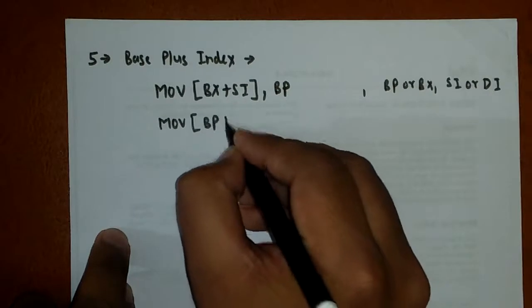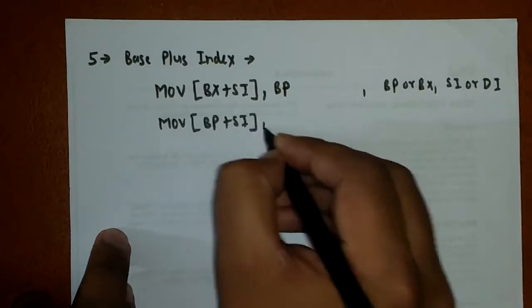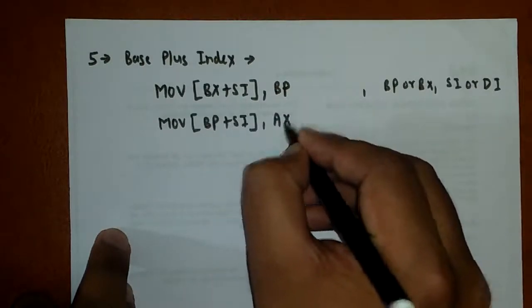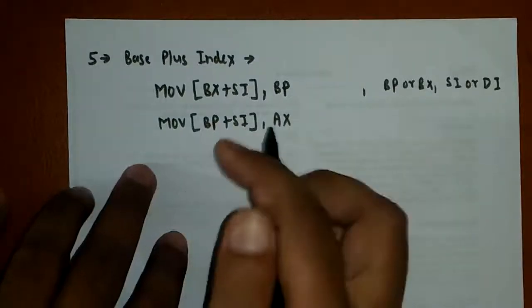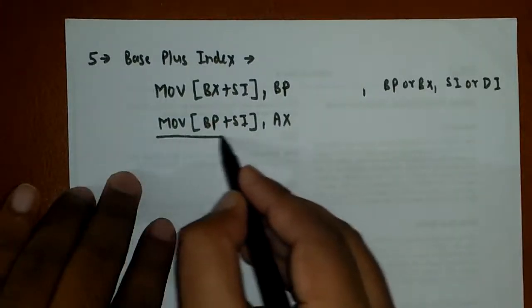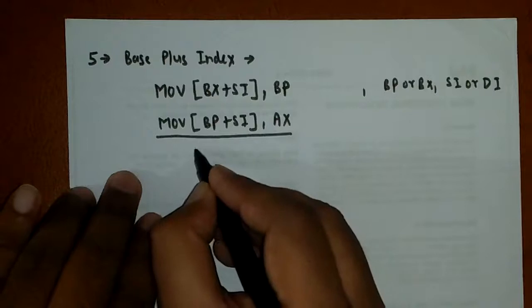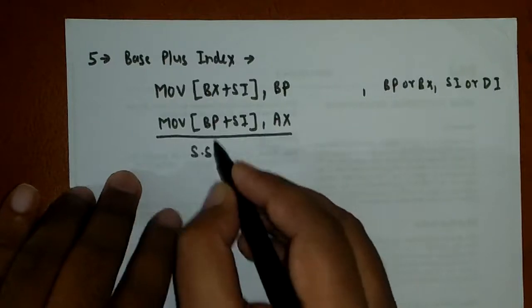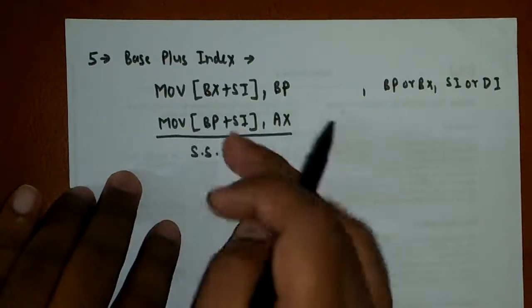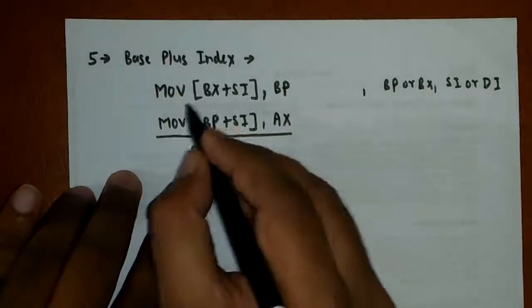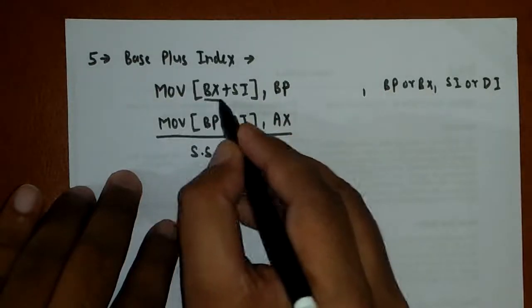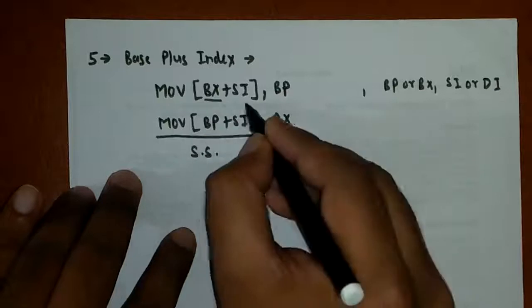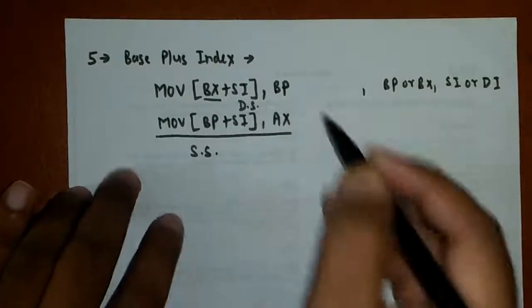So that means you can also write an instruction MOV [BP plus SI], AX. In this case, when you generate the 20-bit address, you will use the stack segment register, because the base pointer is by default used with the stack segment. And if you are using BX, then you will use the data segment as the default segment.